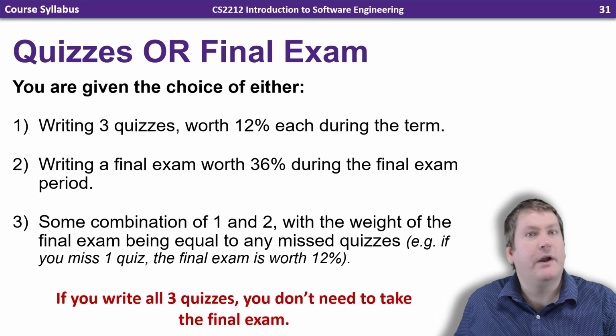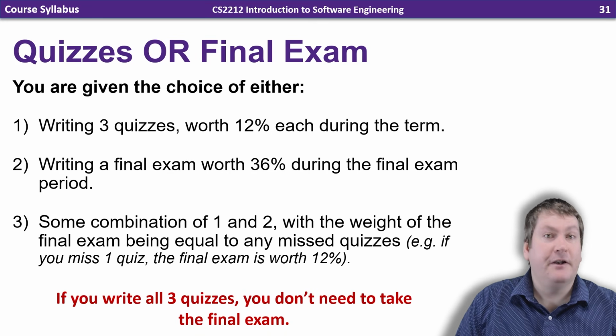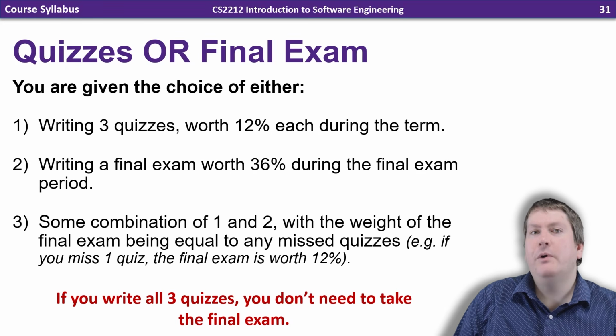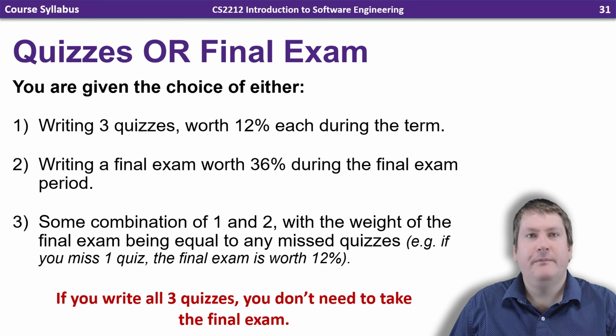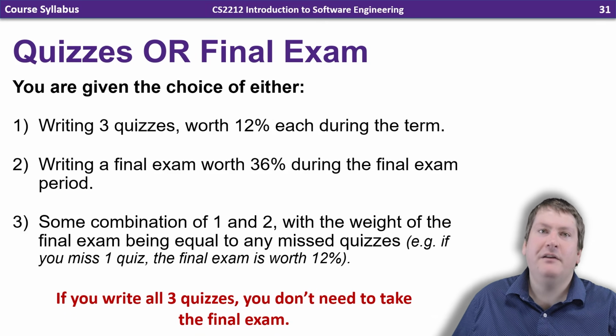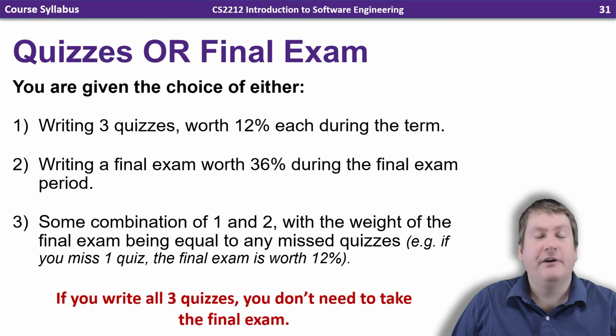You can choose: are you going to write those 3 quizzes during the term, or are you going to write the final exam in the final exam period? There are a few considerations here. If you write a quiz, you're locked into that percent. You can't write a quiz and then do the final exam and have that replace it. That's not how it works. Once you write a quiz, that 12% is locked in. You're set. So only write a quiz if you're prepared to write a quiz.